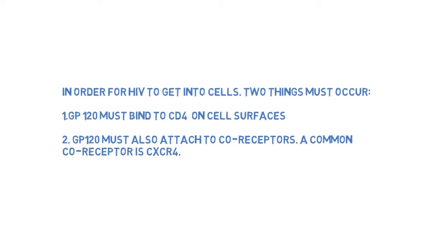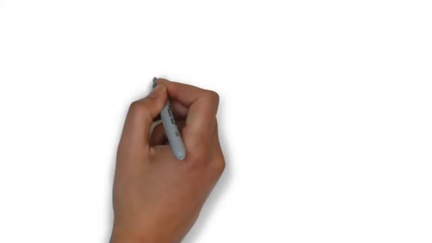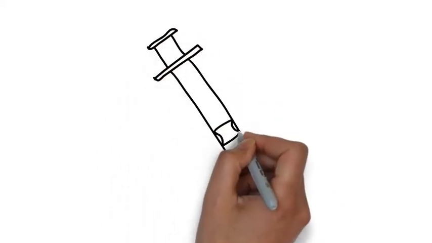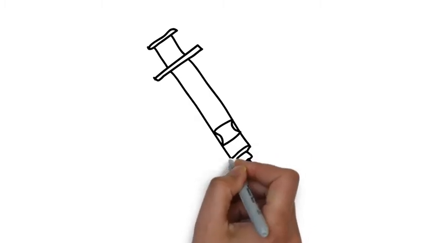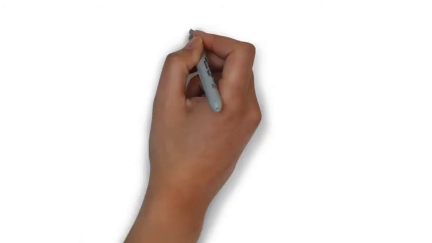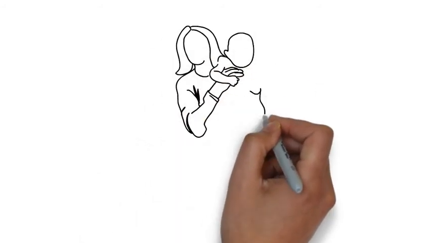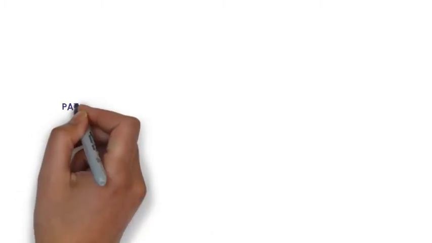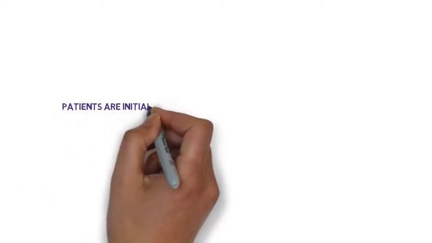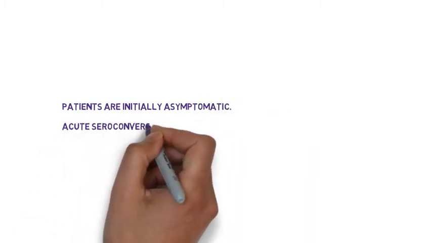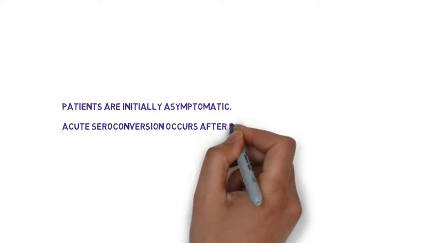So what happens to the body when a person gets infected with HIV? Patients can contract HIV through sharing needles, blood products, sexual contact, and vertical transmission from mother to baby, for example in birth or breastfeeding. Patients are initially asymptomatic, but seroconversion occurs after 2 to 6 weeks.